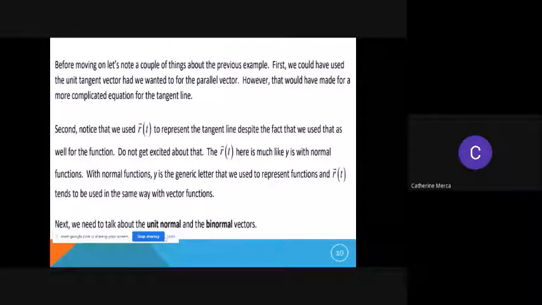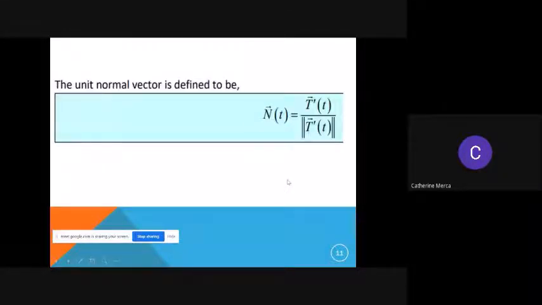So, how about your unit normal and binormal vectors? Ang unit normal vector is defined to be, okay, di ba kinuha natin ang unit tangent by making use of r prime of t. Pag kunin nyo yung derivative ng result, yung tangent ninyo, then that will be your normal. So, take the derivative now of T of t, and then divide it by the magnitude of T prime of t, then that would be your normal vector.